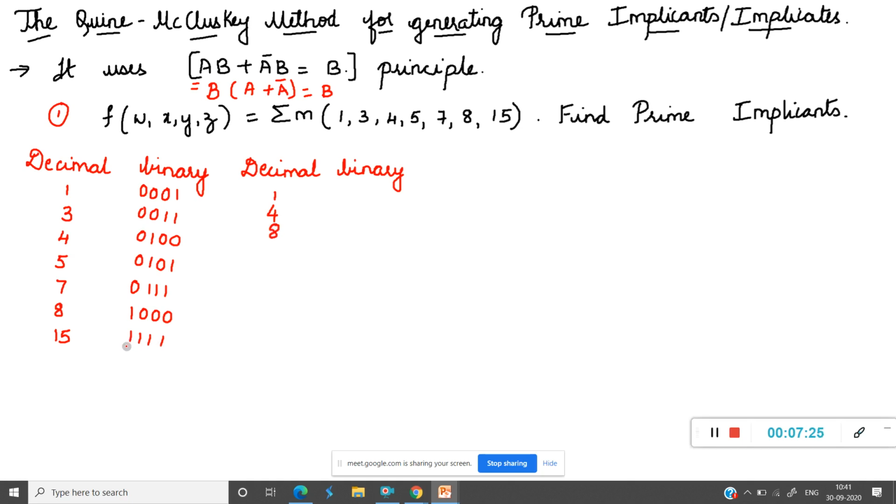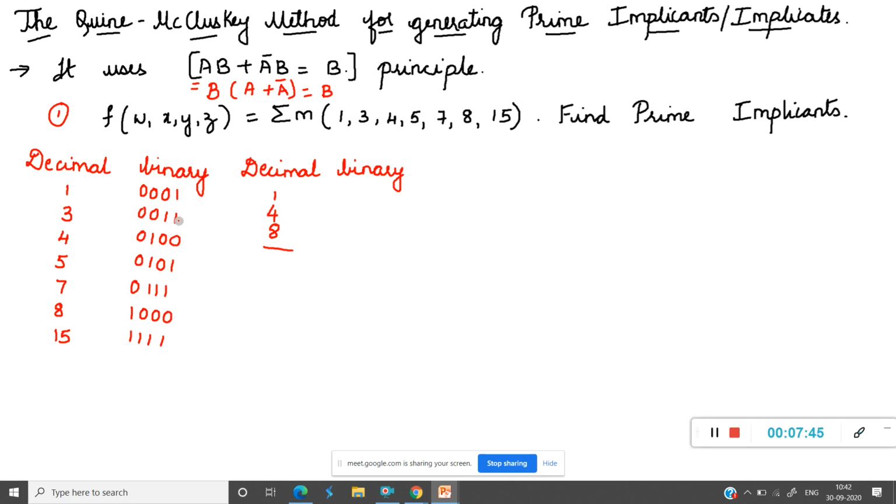Next 15 is having 4 ones. It belongs to different category. Okay. So 1, 4, 2. These are all the decimal numbers having number of logic ones in the binary form as 1 only. So group it in, this is one group. 1, 4, 8 is one group.